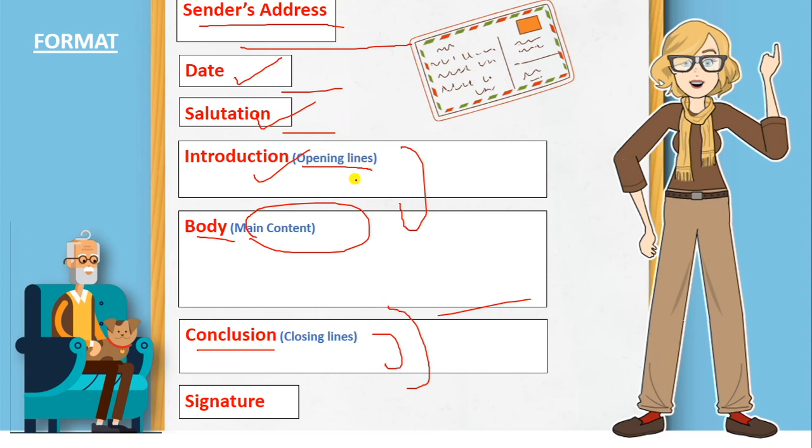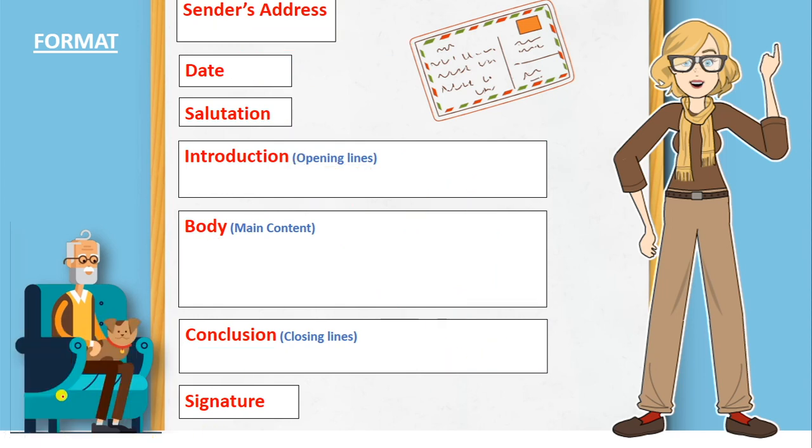So in a similar way you will open your letter, you will write the main body, and you will close the letter. So you have to do this, and in the end you will sign off. You will give your signature, or you'll write your name. So let's see how we will do this: how we will write the sender's address, the date, salutation, and the entire letter, and how we will end it. We will see in the next slide.